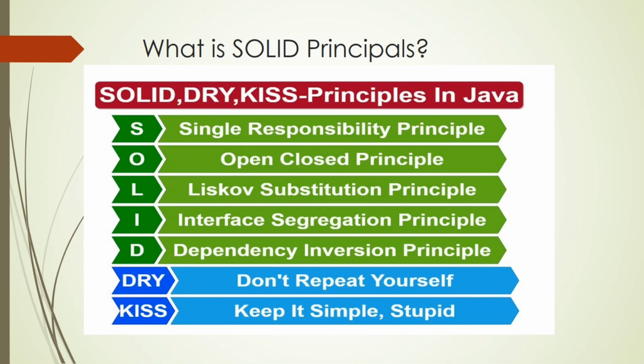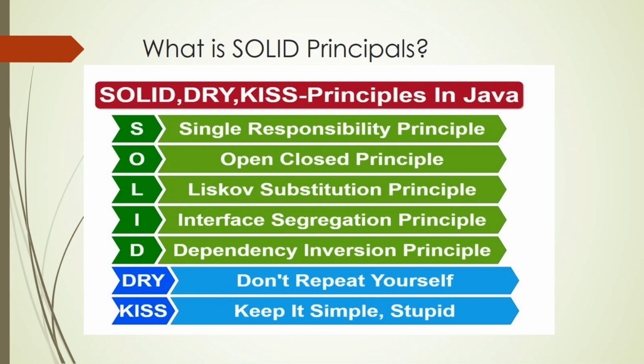What is the SOLID principle? This is most of the time asked after design principles. SOLID: S is for single responsibility, O is for open closed, L is for Liskov substitution, I is for interface segregation, and D is for dependency inversion principle. Out of the five, Liskov substitution is the most important. Most of the time the interviewer is going to ask you what is the Liskov substitution principle, so prepare each of the principles in detail.